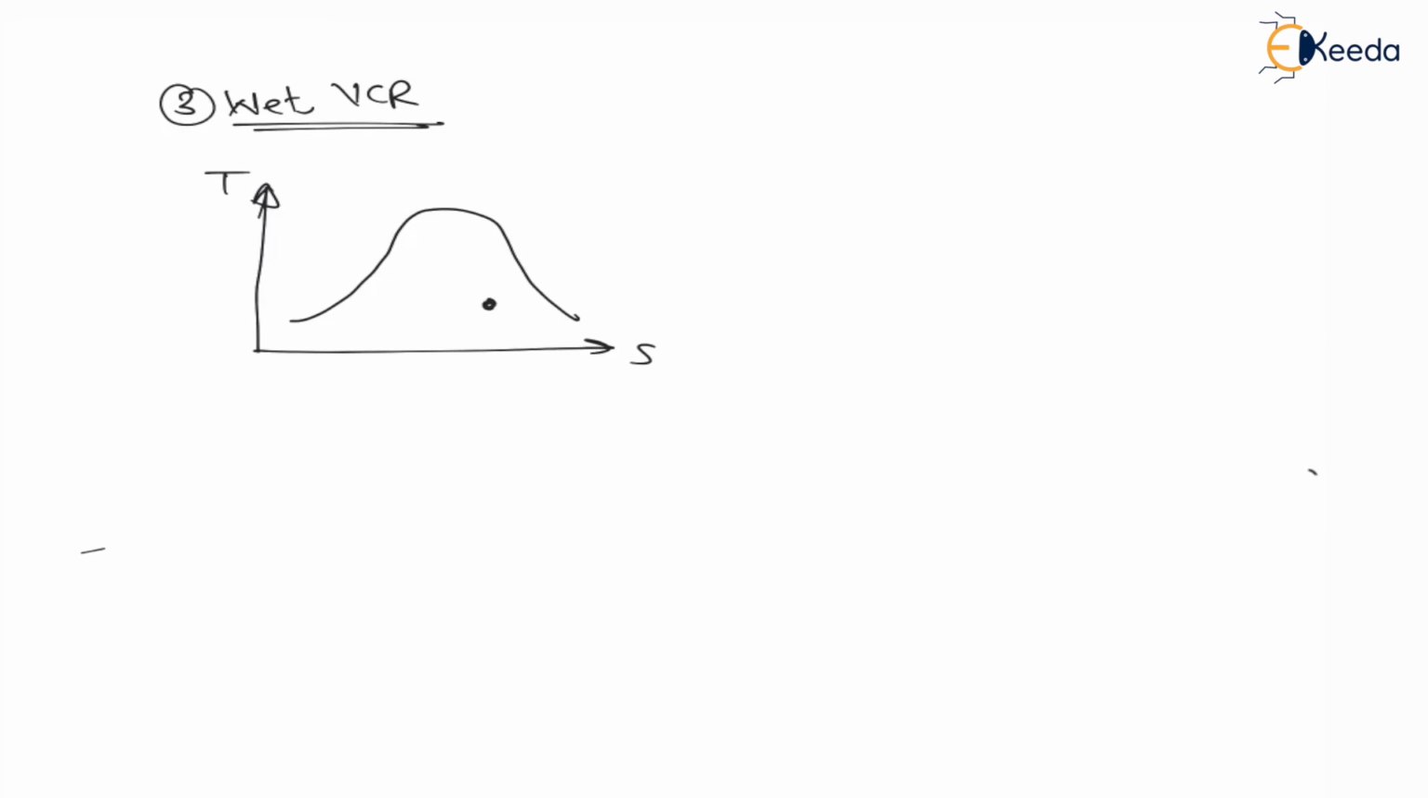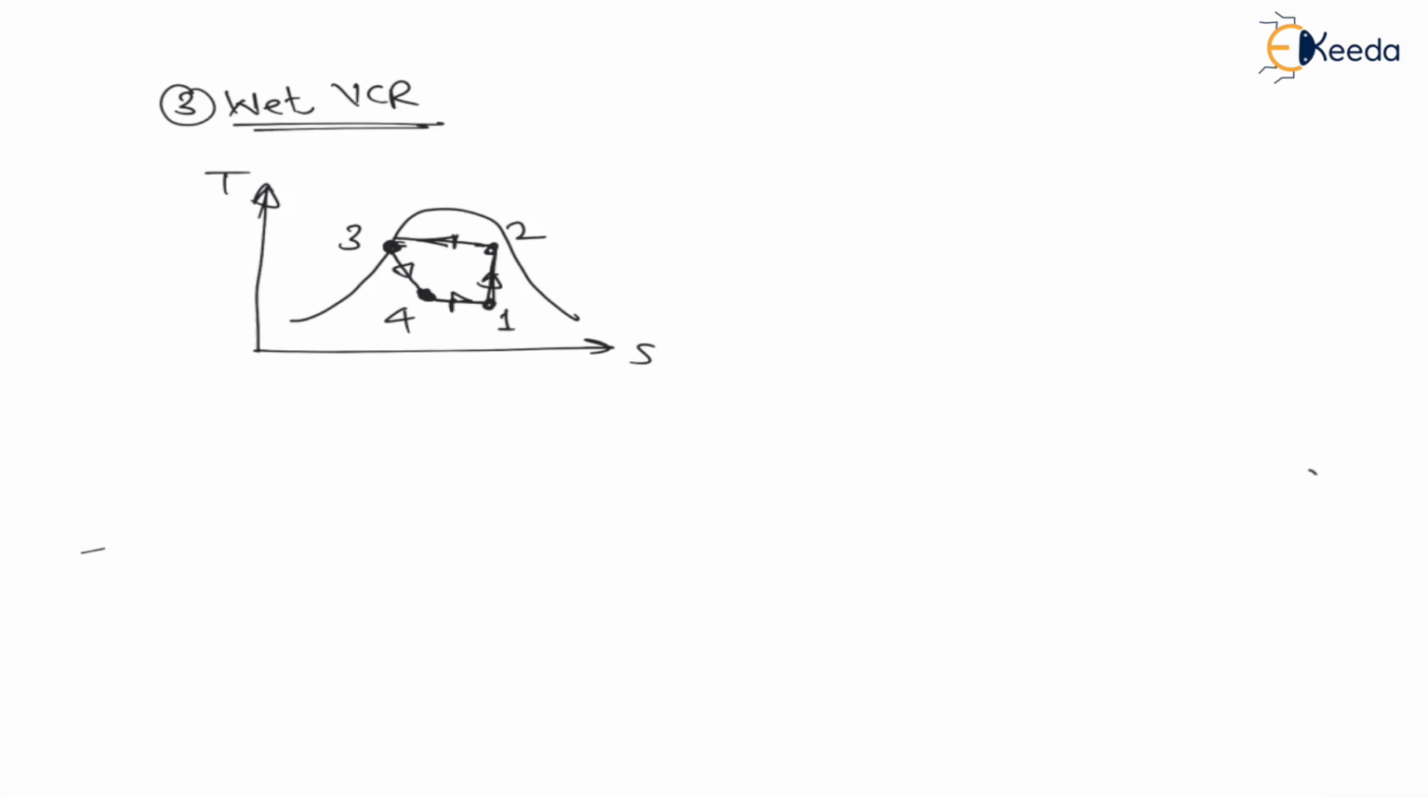Now let us understand the third type of VCR cycle, that is the wet VCR cycle. Wet VCR cycle means compression starts in the liquid plus vapor dome, right? Therefore, if I draw the TS diagram, temperature versus entropy diagram, the compression starts in the wet region, that is 1, and 1 to 2 is reversible adiabatic compression. Now 2 to 3 is constant pressure heat rejection in the condenser. 3 to 4 is throttling, and 4 to 1 is constant pressure heat absorption in the evaporator, right?